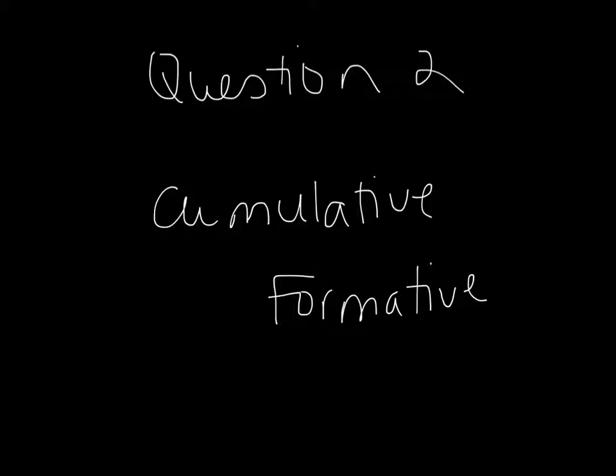Okay, now we're going to talk about question 2 of your cumulative formative. This question asks you to fill in a table for the equation y equals 1/4 x minus 5. So remember, when you're doing this, you're just inputting the x values and seeing what your output, or y, would be. So in place of that x, we're going to put a -4 on this first one.